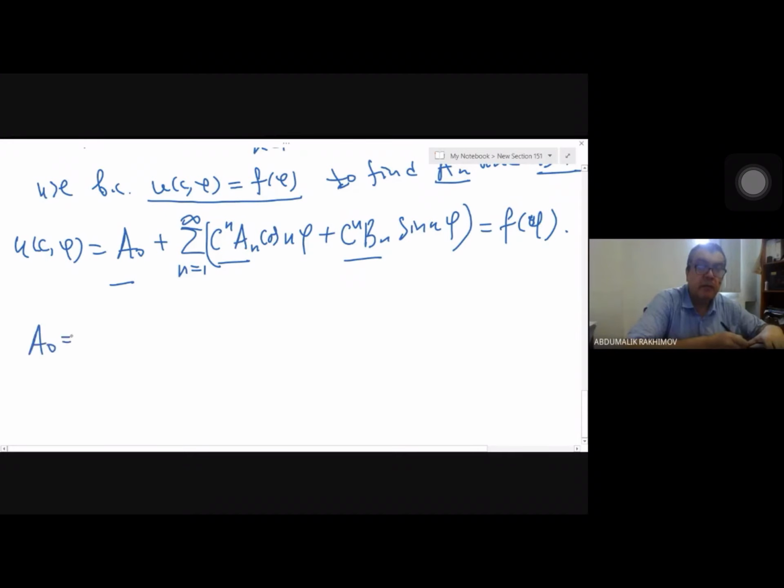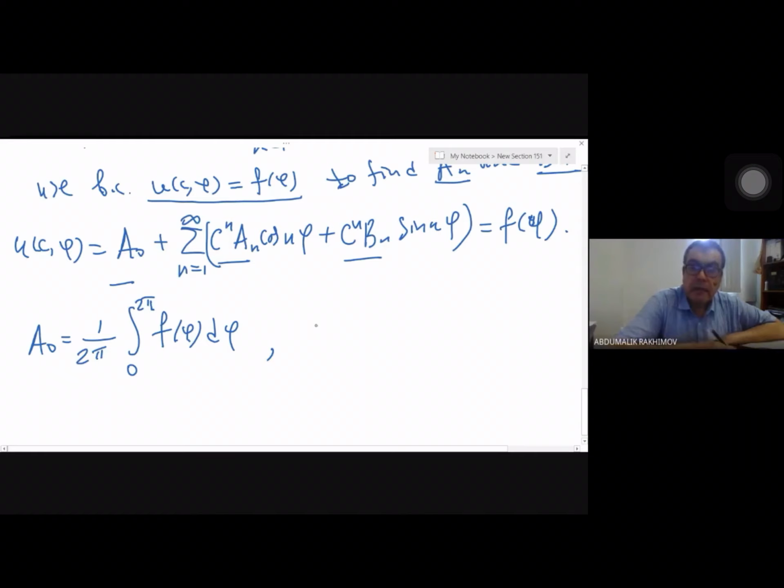A0 will be equal to 1 over 2 pi integral from 0 to 2 pi of F phi d phi. You can very easily check. If you just integrate both sides, on the left side you will have the integral of F phi. When you integrate, the integral of cosine and the integral of sine will be 0, and you have the integral of A0, which is 2 pi A0. Then you will get this A0.